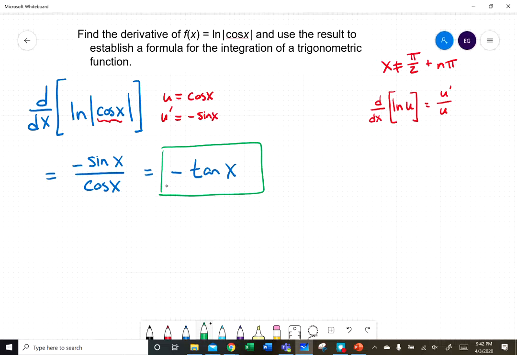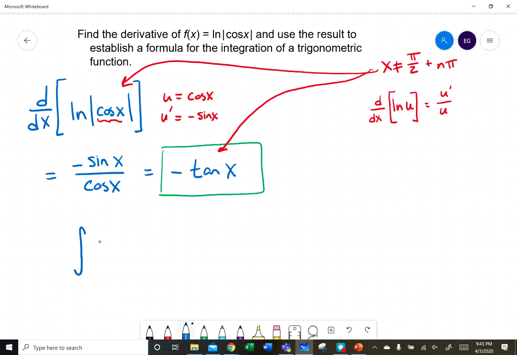And this aligns with our domain of the original natural log function, because also the tangent function is undefined when the cosine function is equal to 0. The tangent function has a vertical asymptote when the cosine function has an x-intercept. All right, so those domains align and everything looks fine. And now we know that if we could take the derivative of a function, we could take the antiderivative of the resulting function.